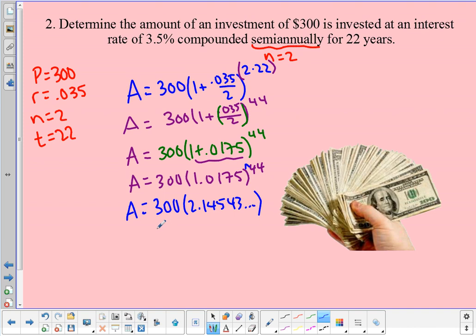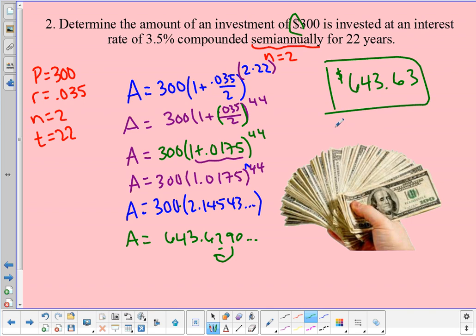Now, very last thing is the first thing in the formula. So multiply by 300. I do the multiplication last, and I end up with 643.6290 and so on. Typically, compound interest is talking about money, so we're always rounding to the second decimal place. The 9 tells me to go up. That's $643.63. Don't forget to label your answer. I will mark it wrong if you don't label your answer, and we'll go from there.